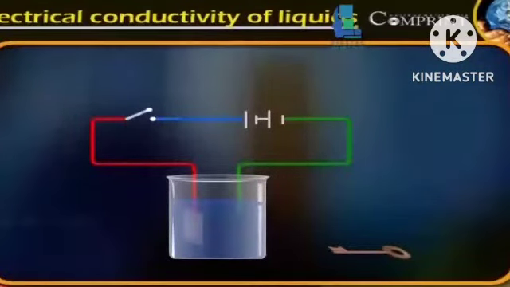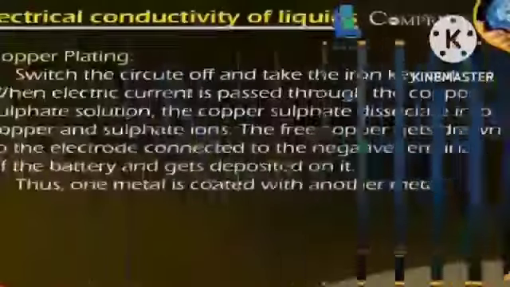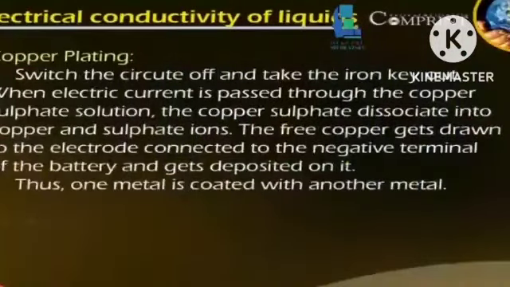When electric current is passed through the copper sulfate solution, the copper sulfate dissociates into copper and sulfate ions. The free copper gets drawn to the electrode connected to the negative terminal of the battery and gets deposited on it. Thus, one metal is coated with another metal.